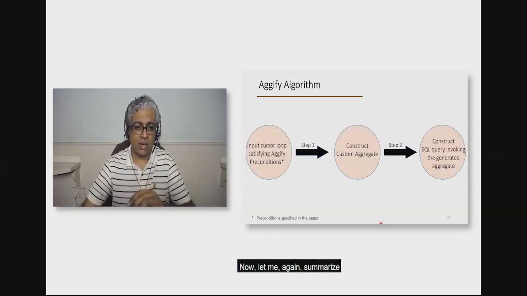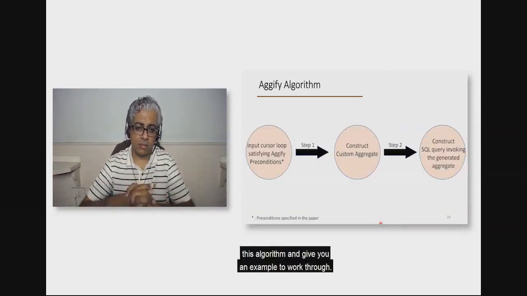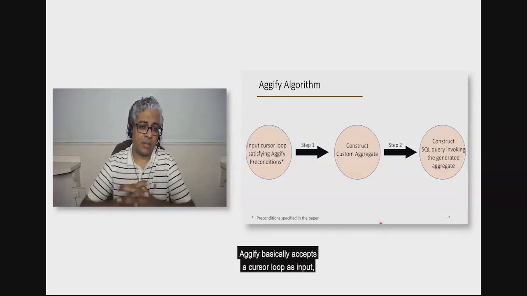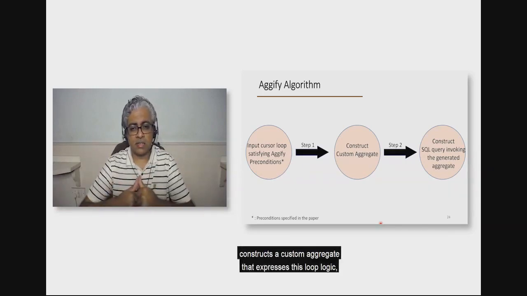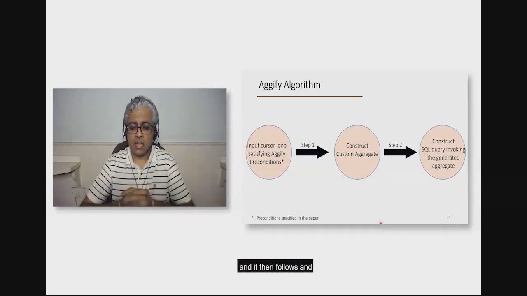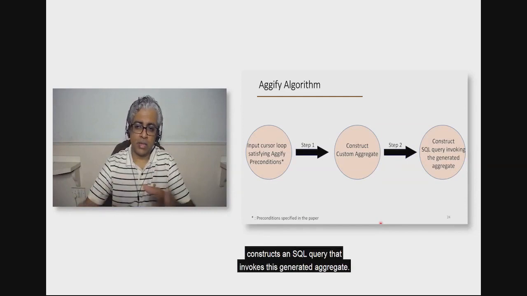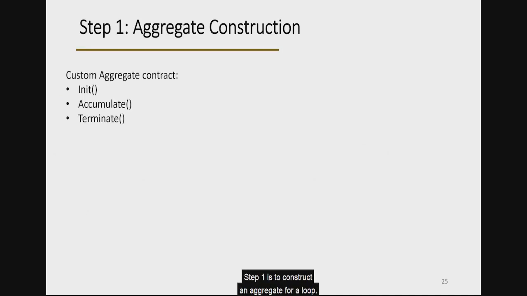Now let me again summarize this algorithm and give you an example to walk through. Aggify basically accepts a cursor loop as input, which satisfies certain preconditions. I'll come to it later. As a first step, it systematically constructs a custom aggregate that expresses this loop logic, and then it constructs an SQL query that invokes this generated aggregate. So step one is to construct an aggregate for a loop.